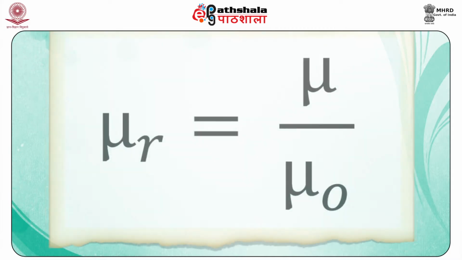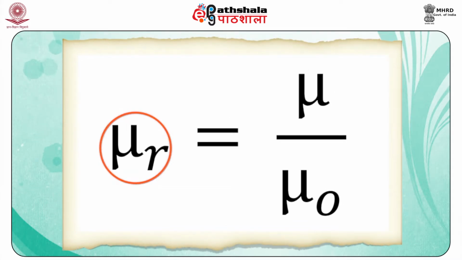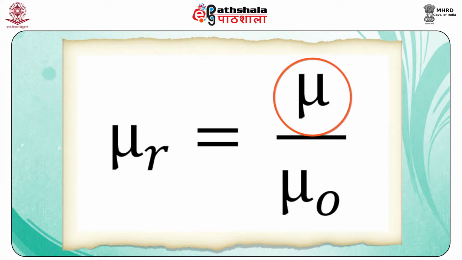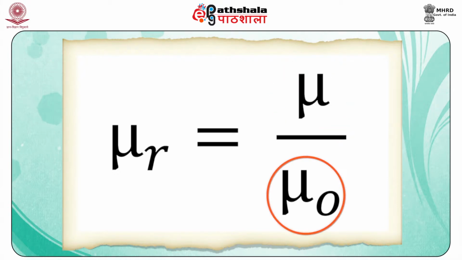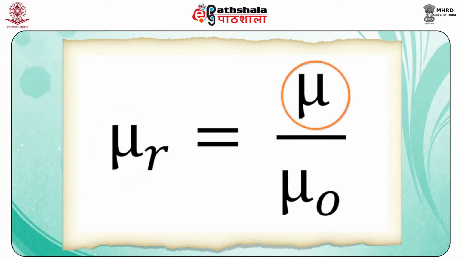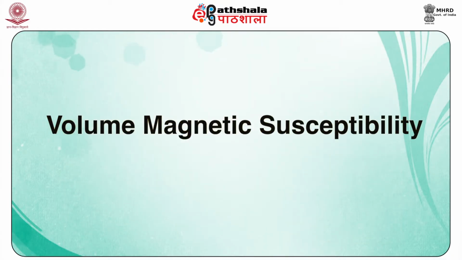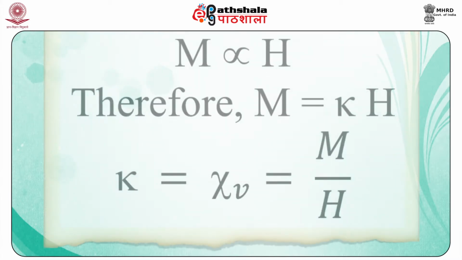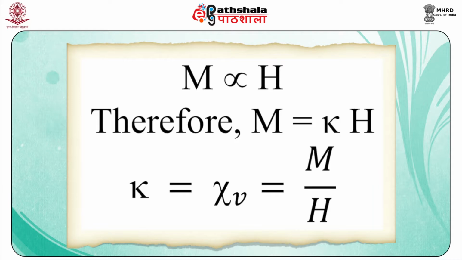Relative permeability, sometimes denoted by mu r, is the ratio of permeability of a specific medium to the permeability of free space, mu naught. That means mu r is equal to mu upon mu naught. Volume magnetic susceptibility: the ratio M by H is the magnetic moment per unit volume, per unit magnetic field, and is known as the volume magnetic susceptibility kappa of the material.